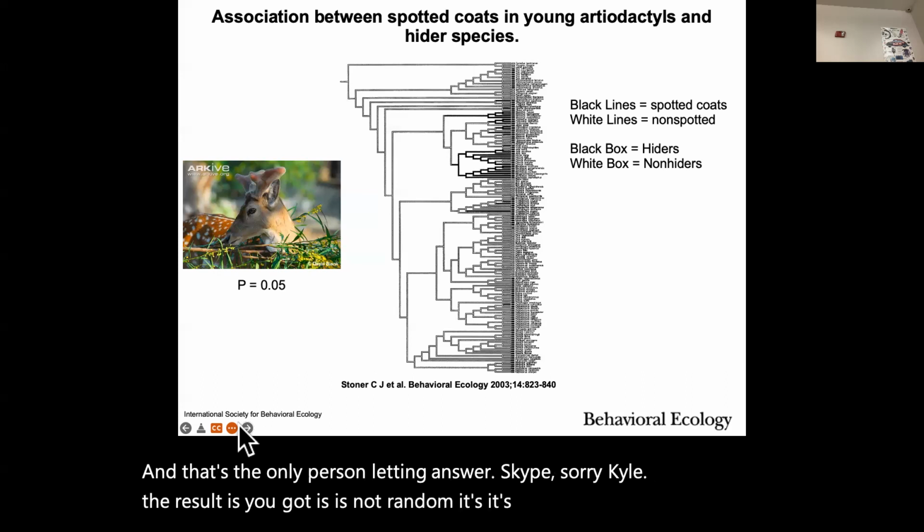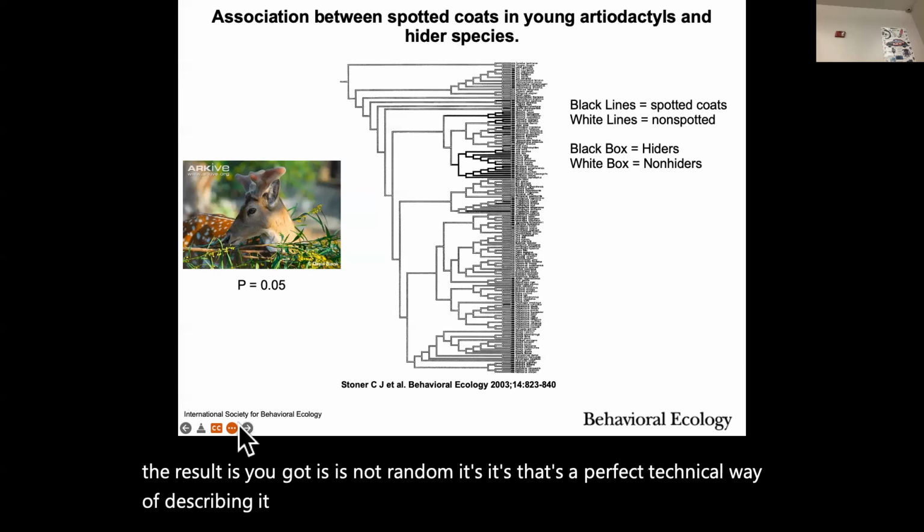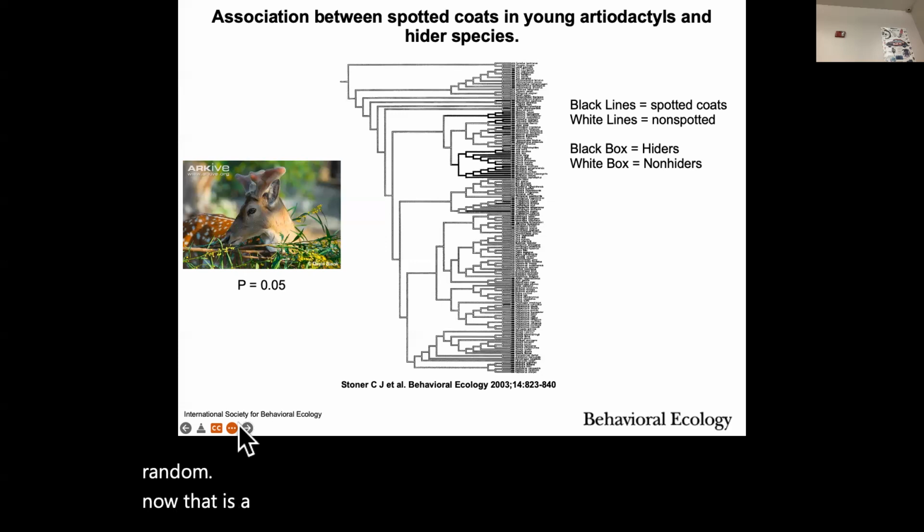Random. That's a perfect technical way of describing it. It describes the probability that the pattern you see is not random. Now, that is a perfect technical way of describing it. It's also a very confusing way. Kai, what is a more simple way to describe it?